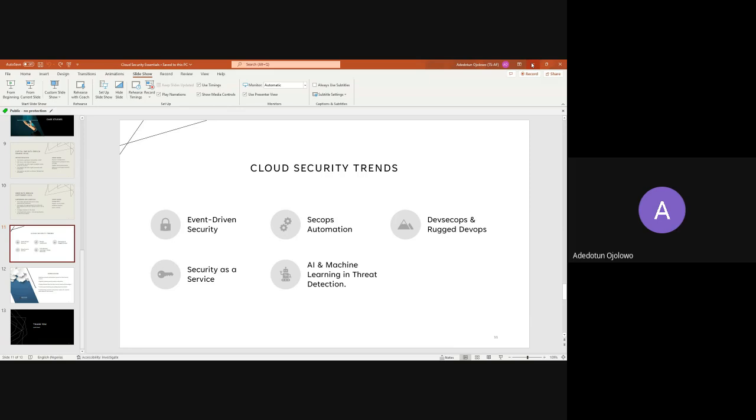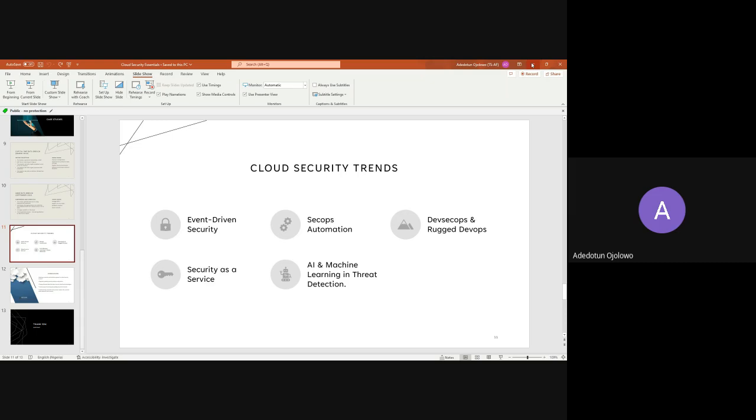So the first cloud security trend we might see is event-driven security. What event-driven security does is it lets you develop a security system that will automatically respond to events in real time. For example, in AWS, you have EventBridge. How do you create a granular system that, once it notices any change in events, can automatically create a response?